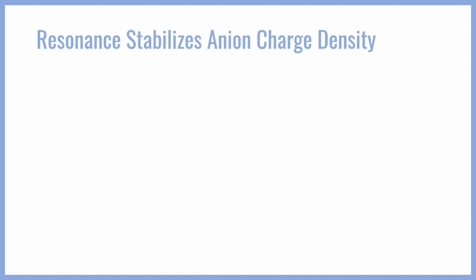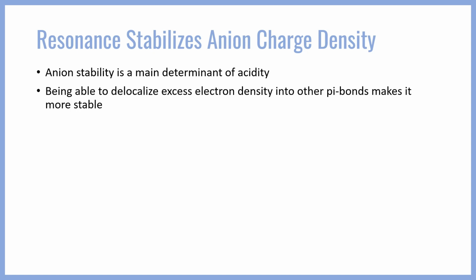Before we move forward in our discussion, it's very important to understand that anion stability is one of the main determinants of the acidity of a given molecule. The more stable the conjugate anion that is formed, the more acidic that molecule will be, the more the equilibrium of acidity will push towards the right-hand side. Specifically, being able to delocalize excess electron density associated with an anion, or associated with that negative formal charge, into other atoms or into other pi bonds will make the anion more stable. So that anion is somehow able to push its excess electron density into other atoms through a pi bond system. That conjugate anion will be more stable and the original molecule will be more acidic.